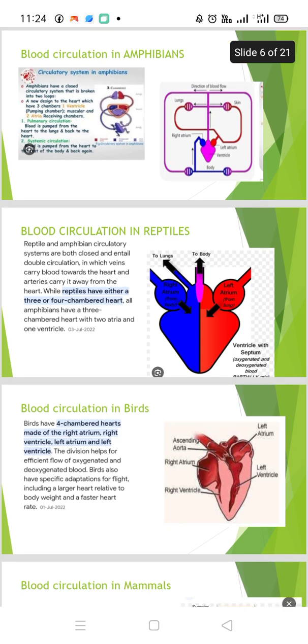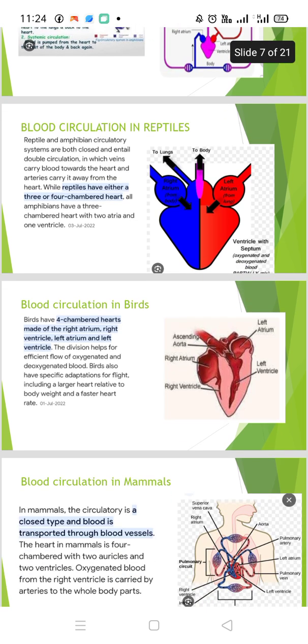Blood circulation in reptiles. Reptiles' and amphibians' circulatory systems are both closed and entail double circulation, in which veins carry blood towards the heart and arteries carry it away from the heart, while reptiles have either a 3 or 4 chambered heart. Blood circulation in birds.